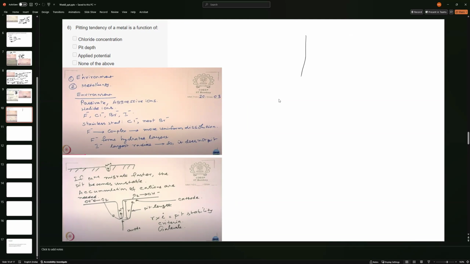If you remember, you had your glass slide pit. Inside your pit, what's happening is metal is dissolving. It will form metal ion plus electron. This metal ion reacts with water, giving metal hydroxide plus H plus. Since your pit is positively charged, you have H plus ions inside. It will attract chloride ions from the nearby region into the pit to balance the charge. So this chloride ion further attacks the passivation layer, increasing the pitting.